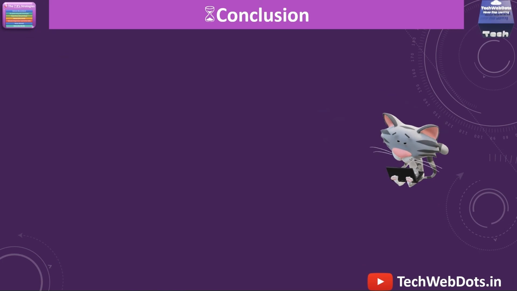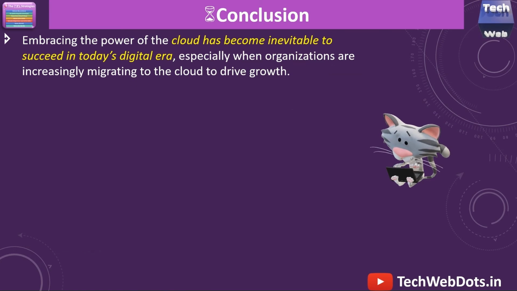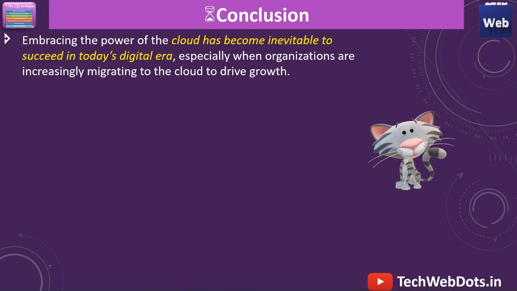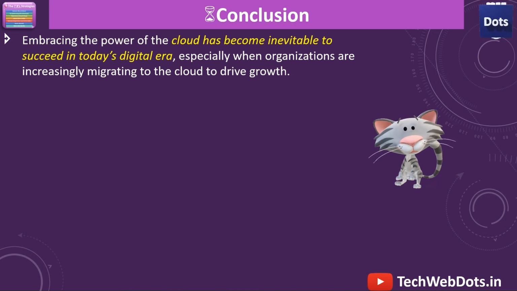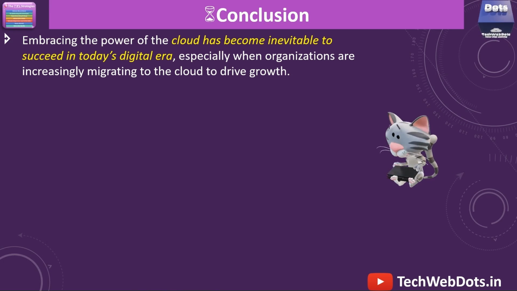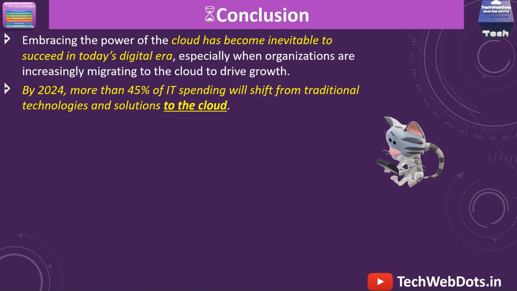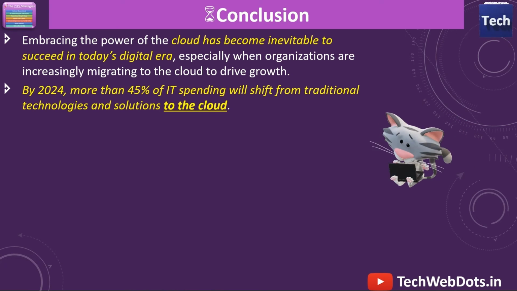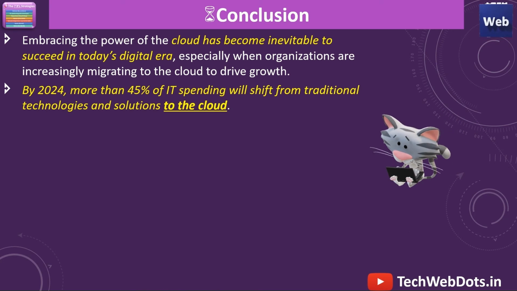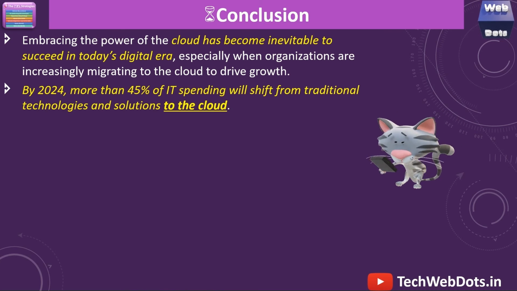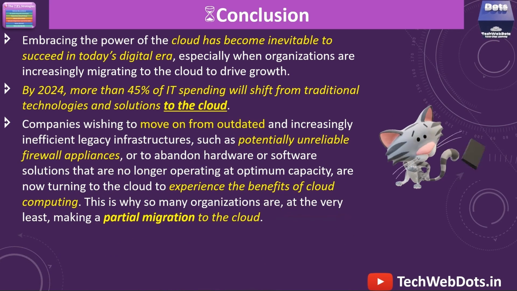Now, as a conclusion, you already know, embracing the power of the cloud, the cloud has become inevitable to success in today's digital era, especially when organizations are increasingly migrating to the cloud to drive growth, sustainability, and increase the productivity of their teams. According to AWS, by 2024, more than 45% of IT spending will shift from traditional technologies and solutions to the cloud. It's a big claim and this is already happening.